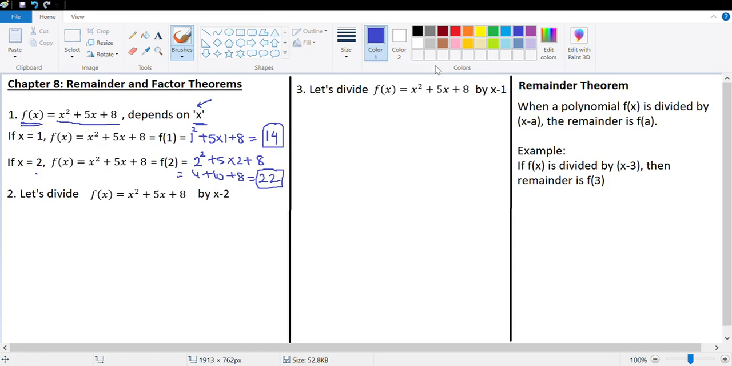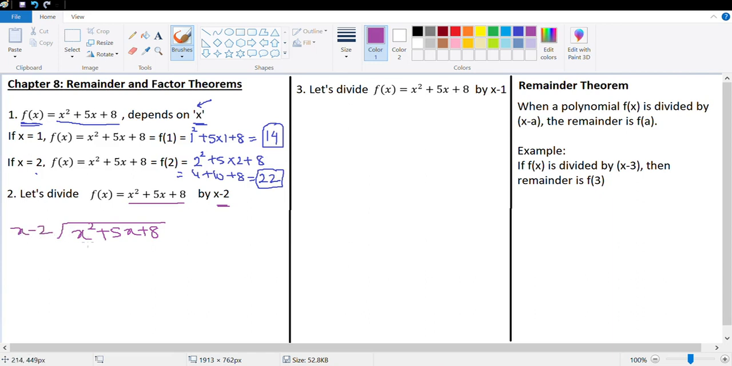Now, before I get on to the concept of remainder theorem or factor theorem, let's go ahead and divide this polynomial x squared plus 5x plus 8 by x minus 2. Why are we doing that? I'll come to it in just a minute. So let's go ahead and divide it. So this is x squared plus 5x plus 8 divided by x minus 2.